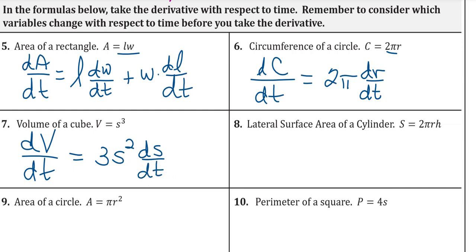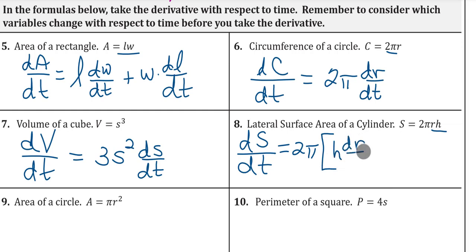Next, the lateral surface area of a cylinder, S equals 2 pi rh. And again, we have 2 variables on the right-hand side, so we're going to have to use the product rule. And you can, if you want, factor out the 2 pi. So the lateral surface area rate of change, dS/dt, is going to equal 2 pi times h dr/dt plus r dh/dt. And the order of the terms is not important there. So if you wrote dr/dt times h, that is also correct.